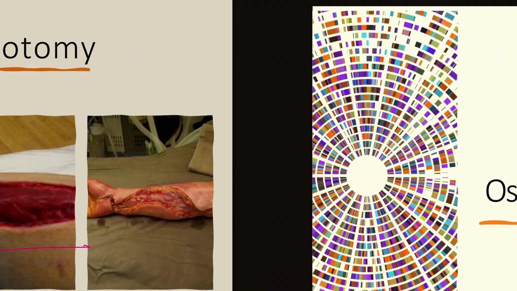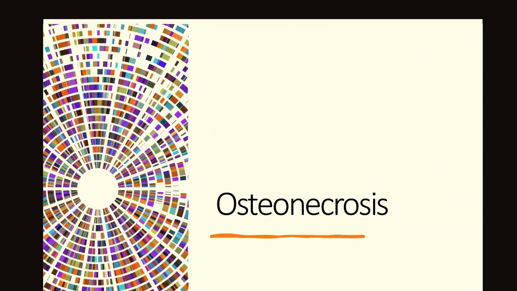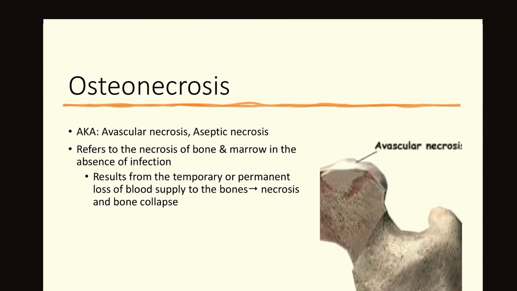Okay. So that's a fasciotomy. Moving on now to osteonecrosis. This is disease of the bone, also known as avascular necrosis or aseptic necrosis. Just like I said with Paget's disease, also known as osteitis deformans. This refers to necrosis of the bone in the absence of infection. So the bone is dying off, and there's no infection, mainly there's no blood supply. And that's why it became necrotic.